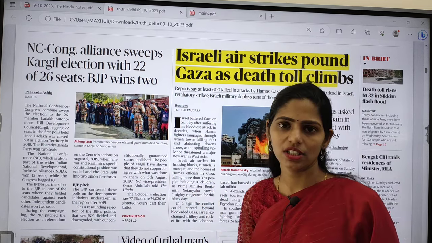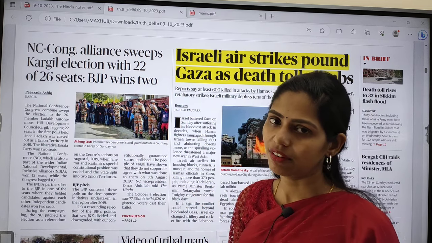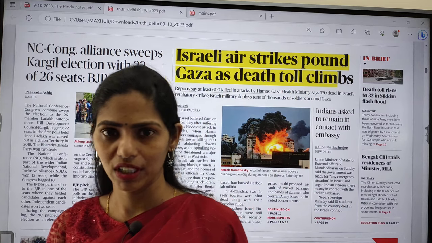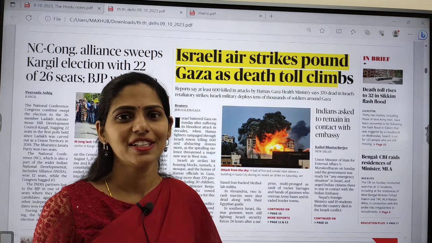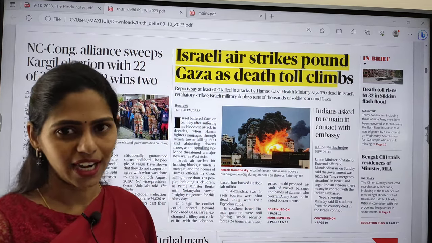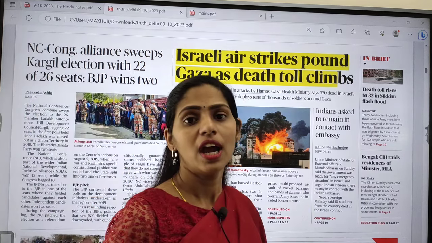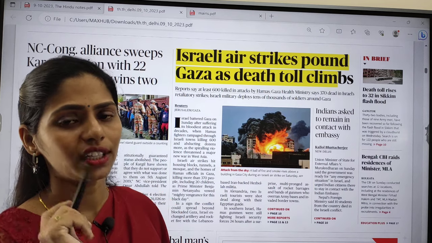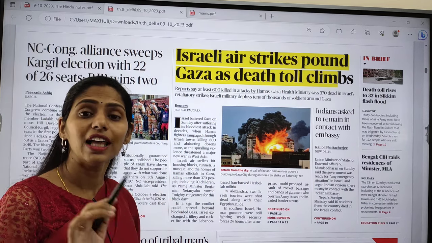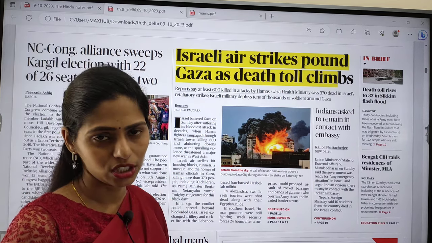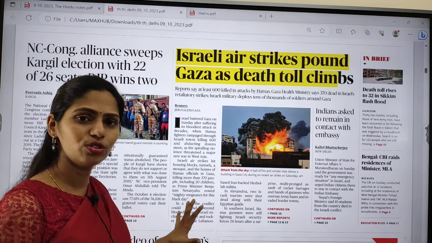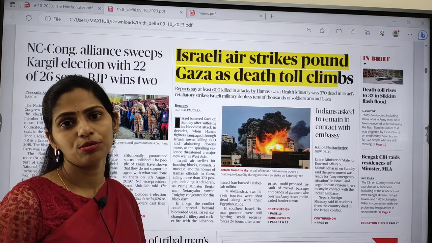So here in this session, we are going to cover current affairs of 9th October 2023. So without wasting any time, let us see the important articles. First, we are going to see the Delhi edition of The Hindu, and we are pointing out which are the important articles that are relevant from our examination point of view. And we are going to see in which perspectives you have to prepare.